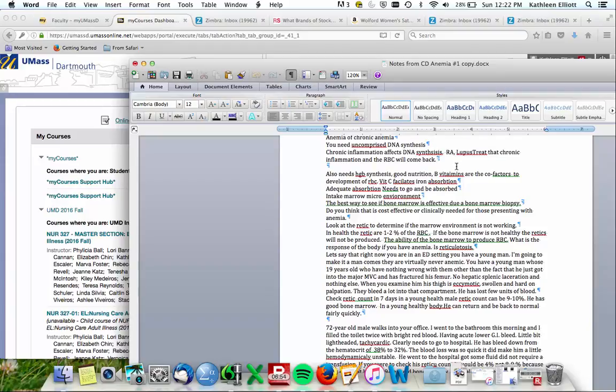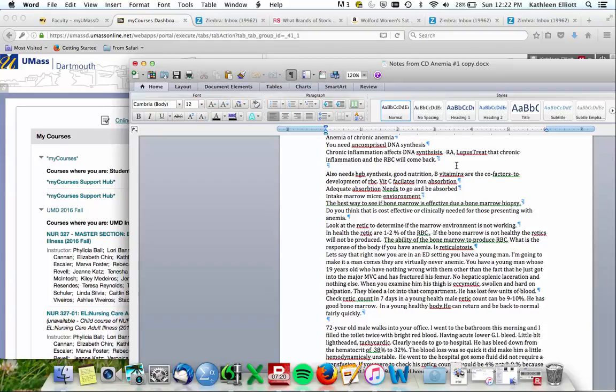Also, for hemoglobin synthesis, we need good nutrition. We need B vitamins. They are the cofactors of developing RBCs. We need vitamin C to facilitate iron absorption. We absolutely need adequate absorption. We need iron to go in, but we also need it to be absorbed. We also need an intact bone marrow microenvironment.